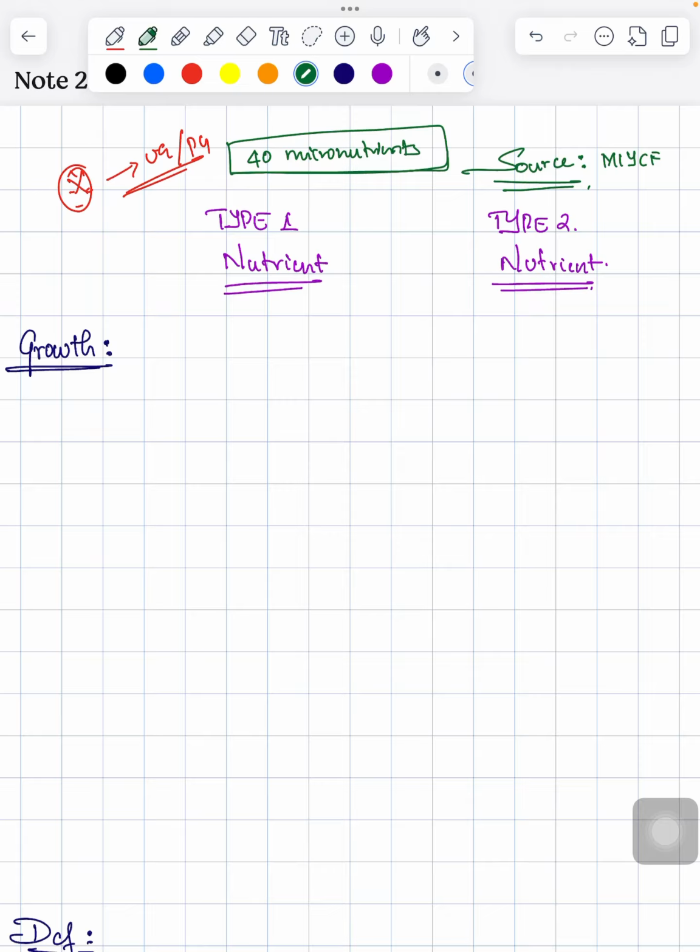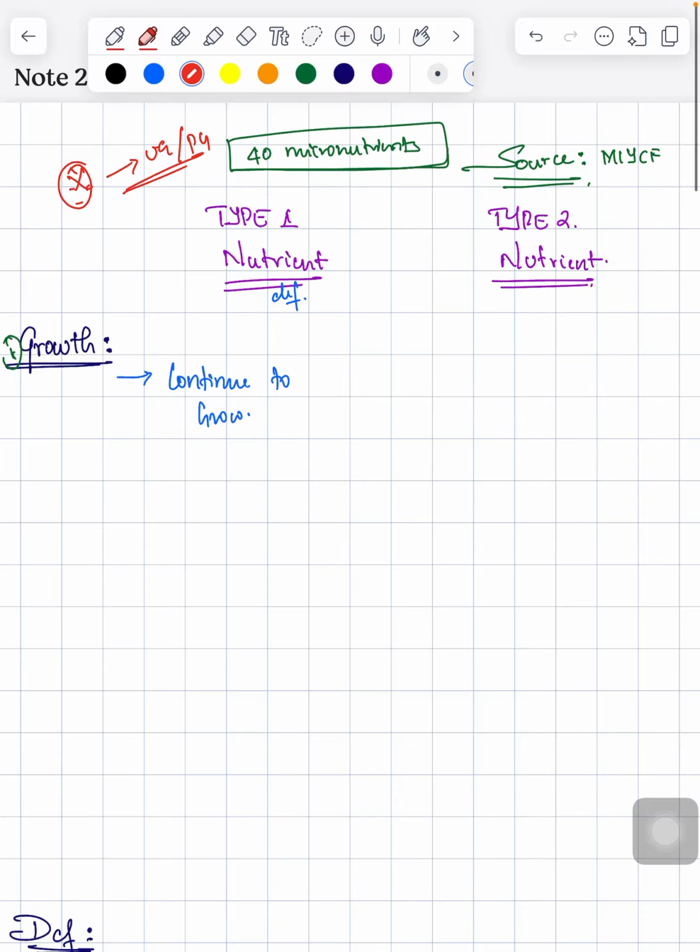So what will happen to the growth? The patient or the child will continue to grow in an early stage if there is a type 1 nutrient deficiency. With type 1 nutrient deficiency, the child will continue to grow. These type 1 nutrients are nothing but your functional nutrients.